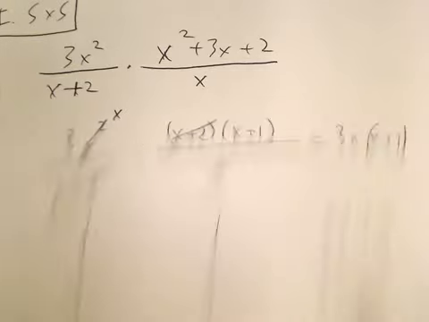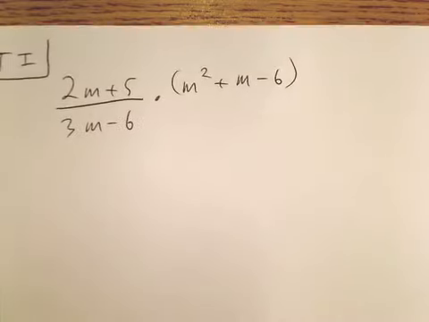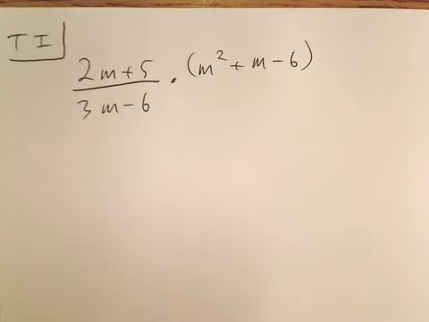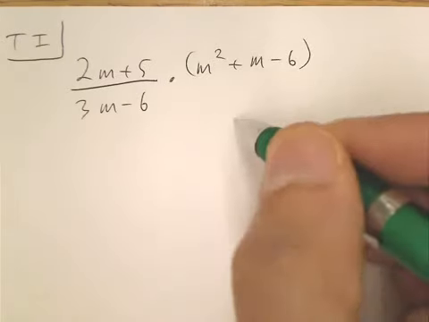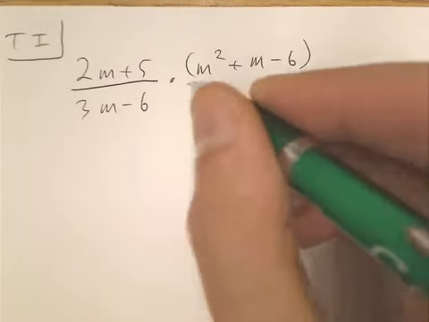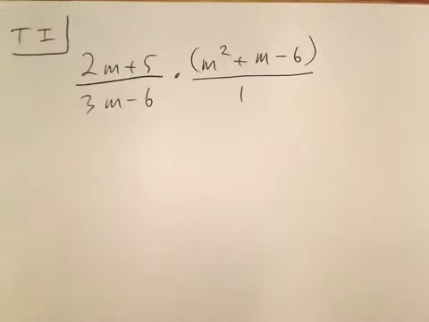Okay, one more, try it. And this, just sometimes you'll see it times a polynomial written like this, but if it's not written as a fraction, just put it over 1. So if you see it like that, put it over 1 and then do it just like we did before. Go ahead and try that out.